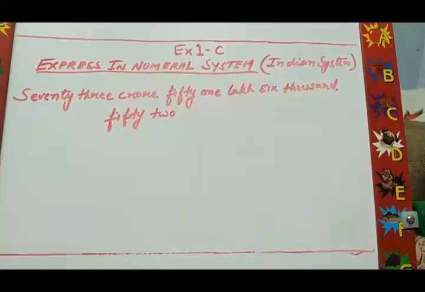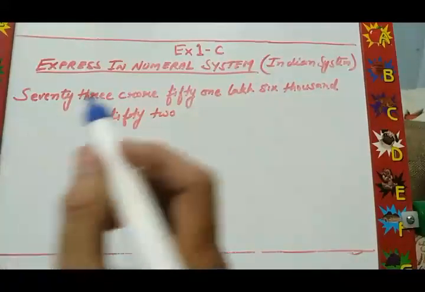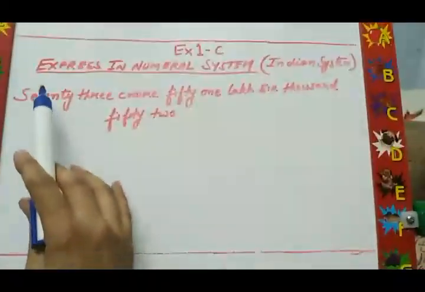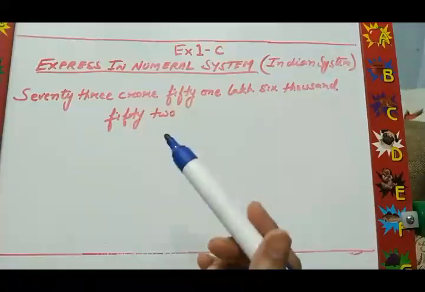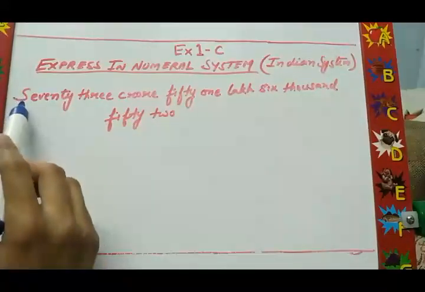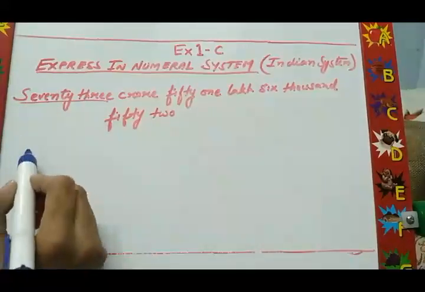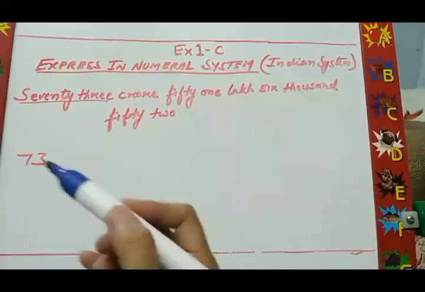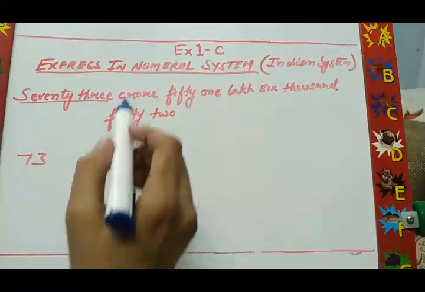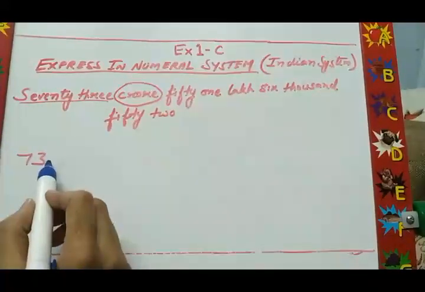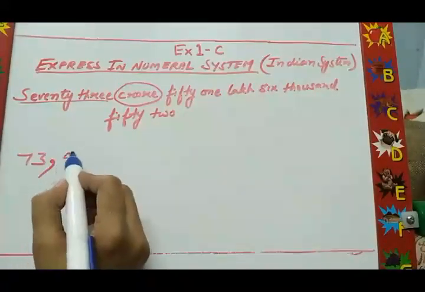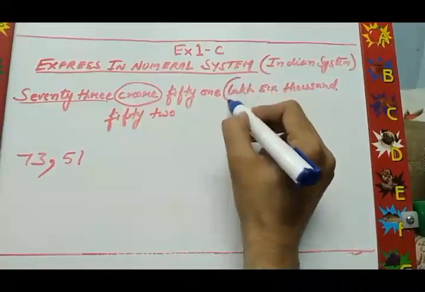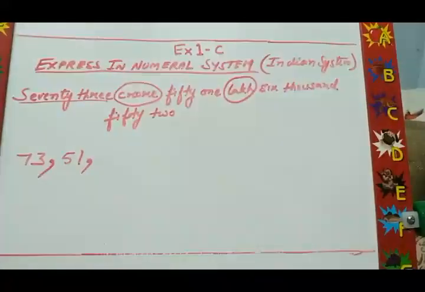Now moving on, in the second question: express in numerals, but in the Indian system. Here you can see one example is written, that is 73 crore 51 lakh 6052. It is very easy in converting. First of all, we will write this numerical value 73. Then moving on, crore. You know about crore, it is a comma in the Indian system, so we will write a comma instead of crore. Now moving on, 51 lakh. 51 is a numerical value but lakh is a comma, so we will write a comma over here.